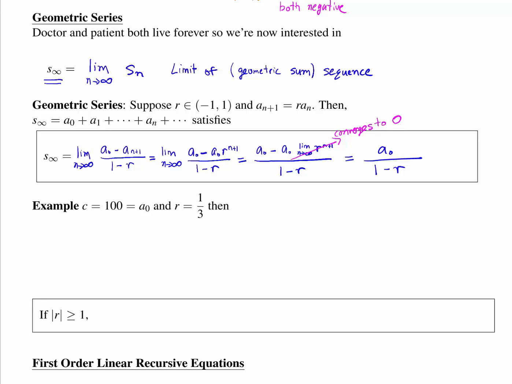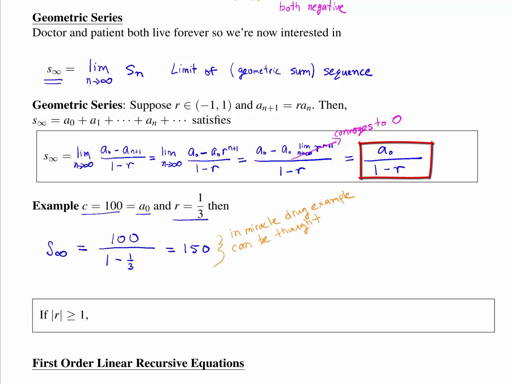Let's take a simple example. Suppose c is 100, and that would also be a0, and r is equal to 1/3. Then the infinite sum, just applying this formula, is a0 over 1 minus r, so that's a0 divided by 2/3, which is 150. And this could be thought of as the steady state concentration of the drug in the patient right after a dose, in the case where r is 1/3. The other case, where r has magnitude greater than or equal to 1, then this infinite sum diverges.